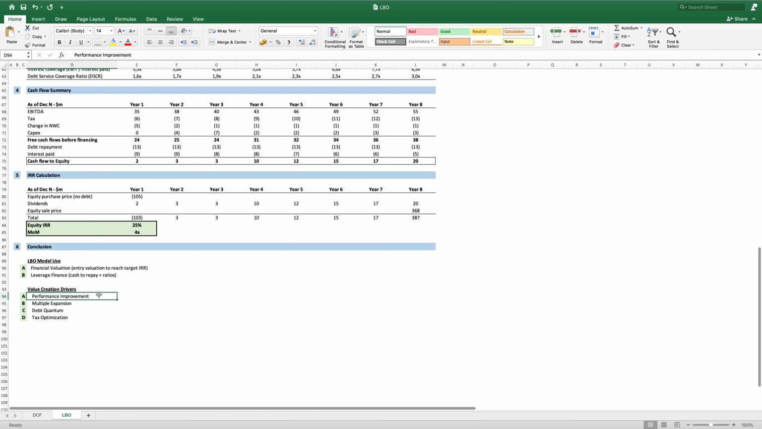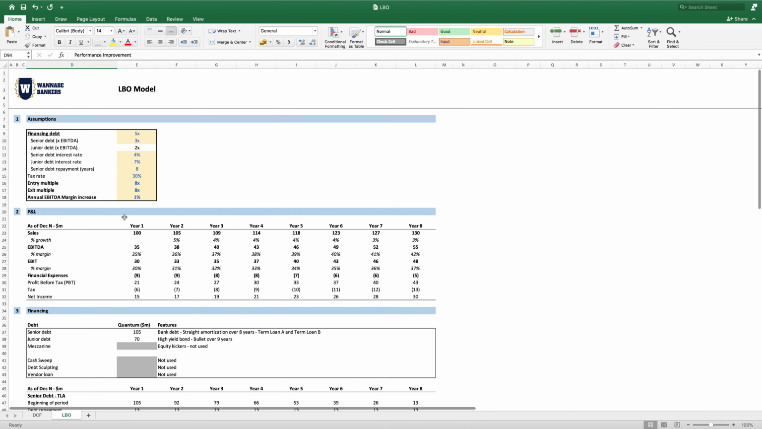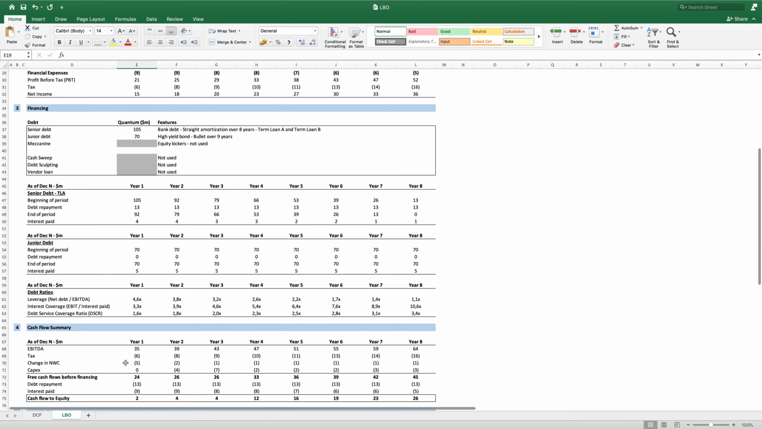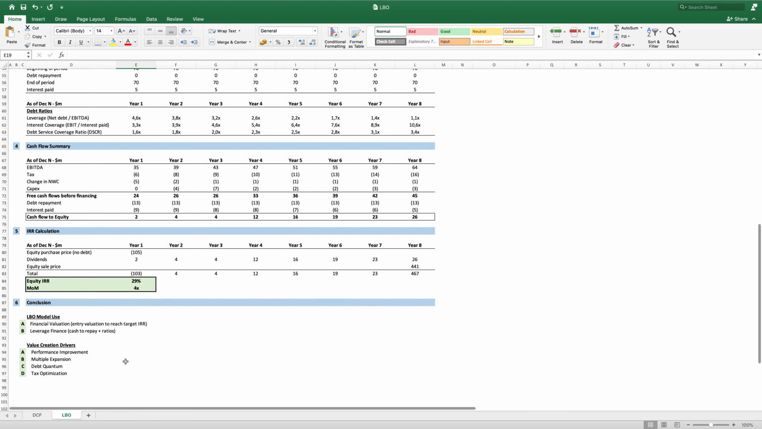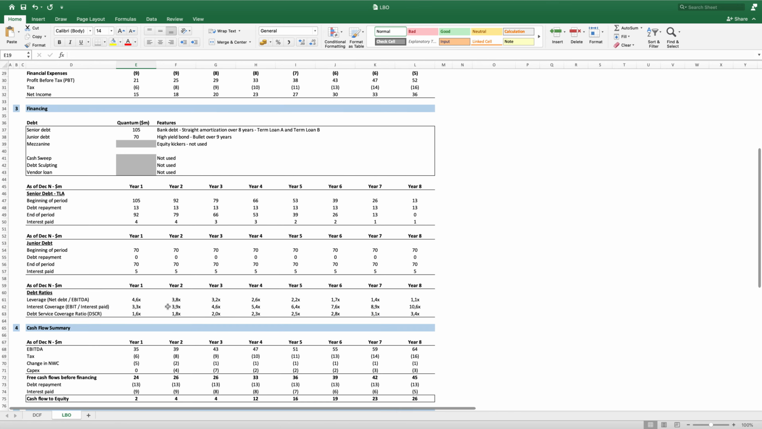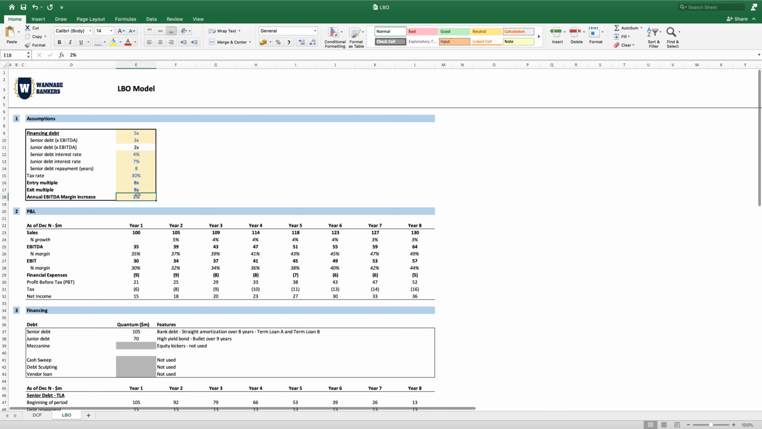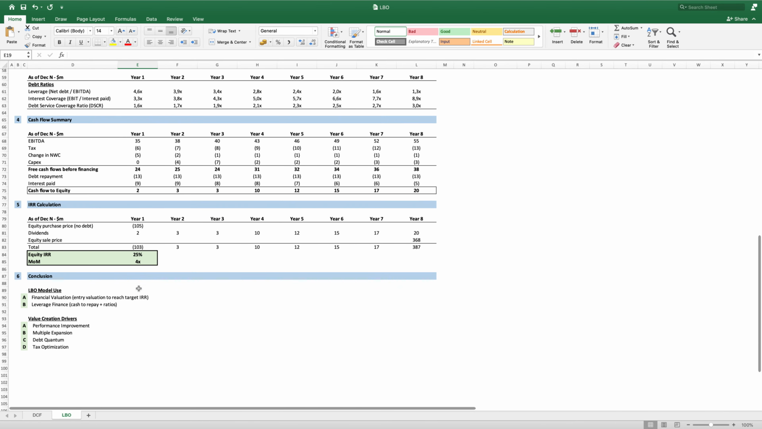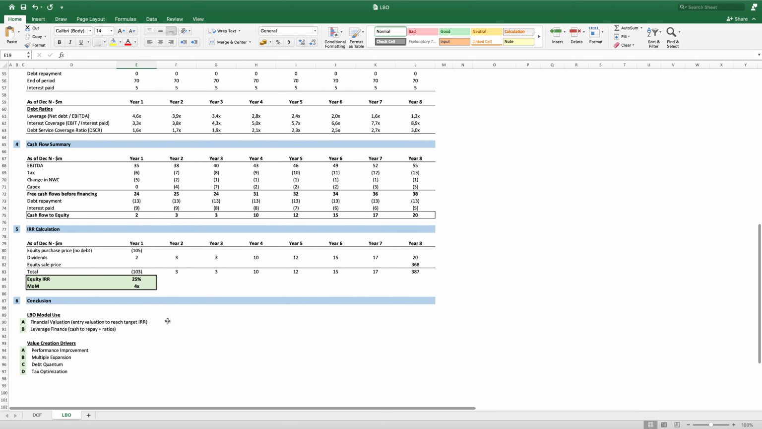So in terms of value creation drivers, first you have the performance improvement. You see here I took an assumption of 1%. If I say that the private equity fund manages to improve the EBITDA margin, let's say 2% per year, so you see that we improve the IRR from 25 to 29. So I set it back to 1%.